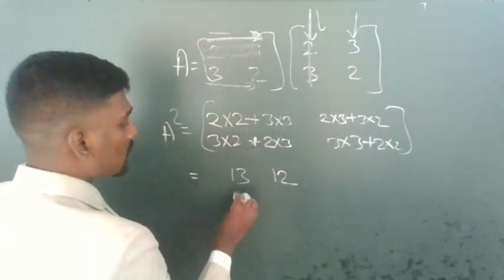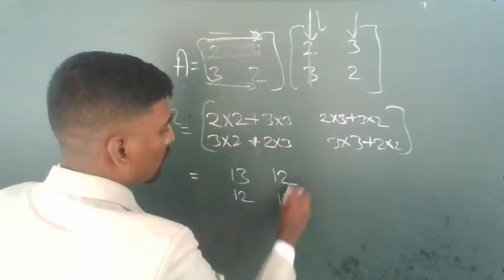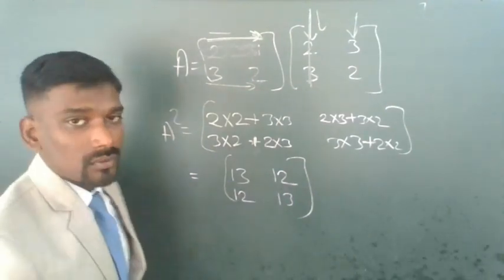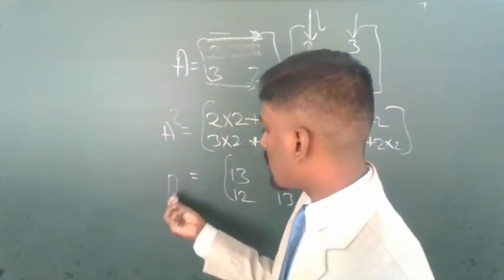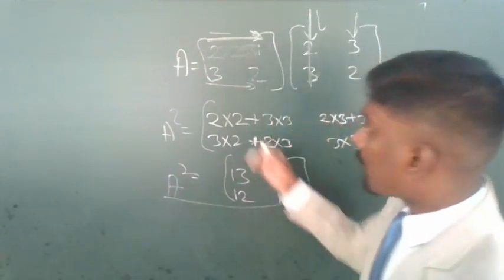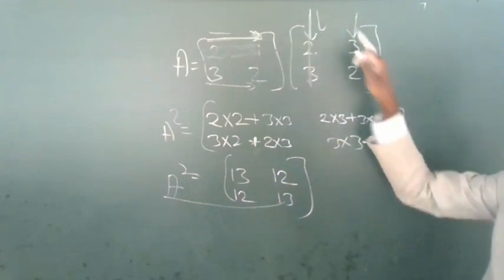This is 6 plus 6, again 12. And this is 9 plus 4, again 13. So this will be the answer, A square. You understood? Take the row, again multiply this row. Take the columns, again this.